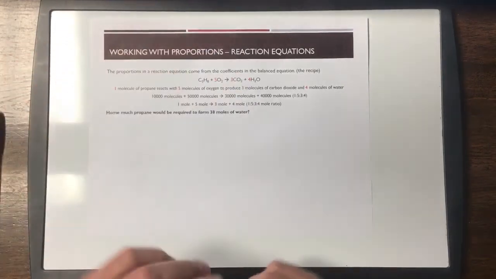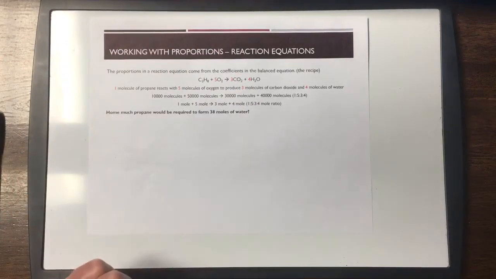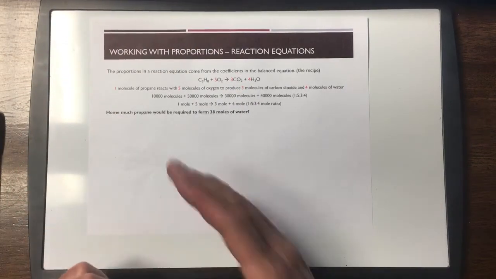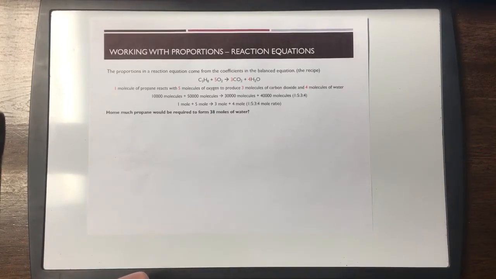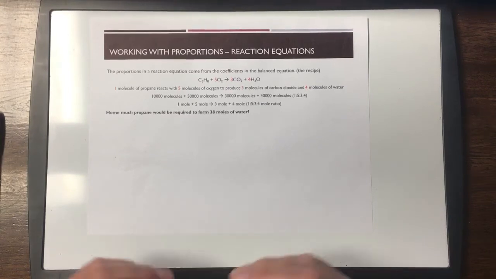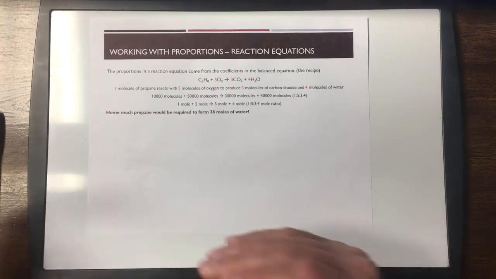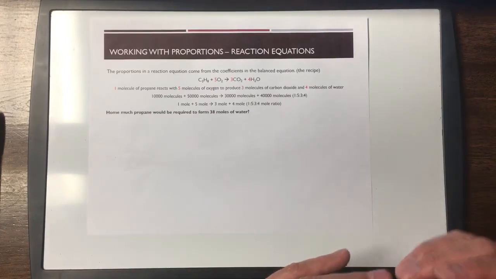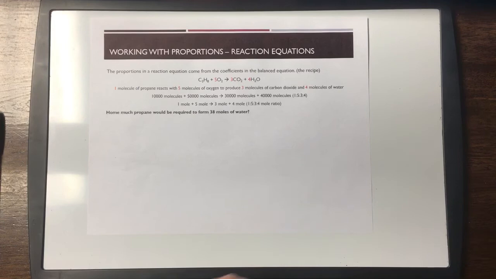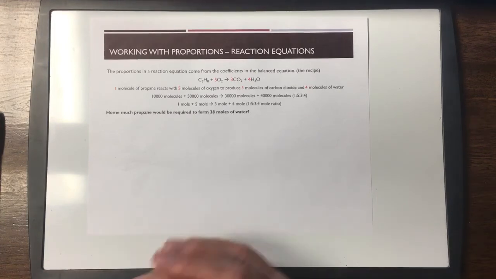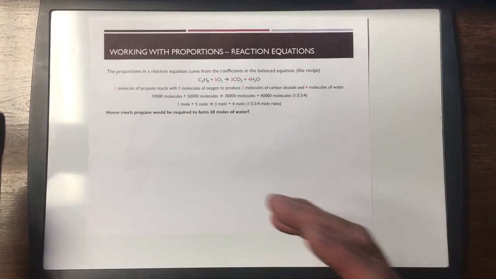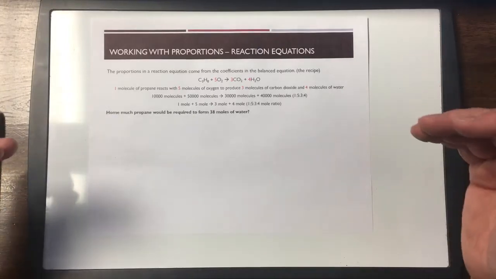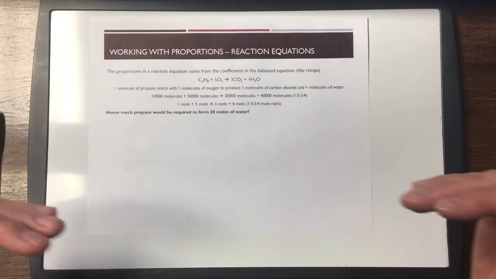So the way I would read this is that 1 molecule of propane is necessary to react with 5 molecules of oxygen, and in doing so will produce 3 molecules of carbon dioxide and 4 molecules of water. Now those proportions are really small, 1 molecule reacting with 5 to produce 3 and to produce 4. If we were to measure those out, it would be virtually impossible. So we're looking at larger proportions than just simply molecules.